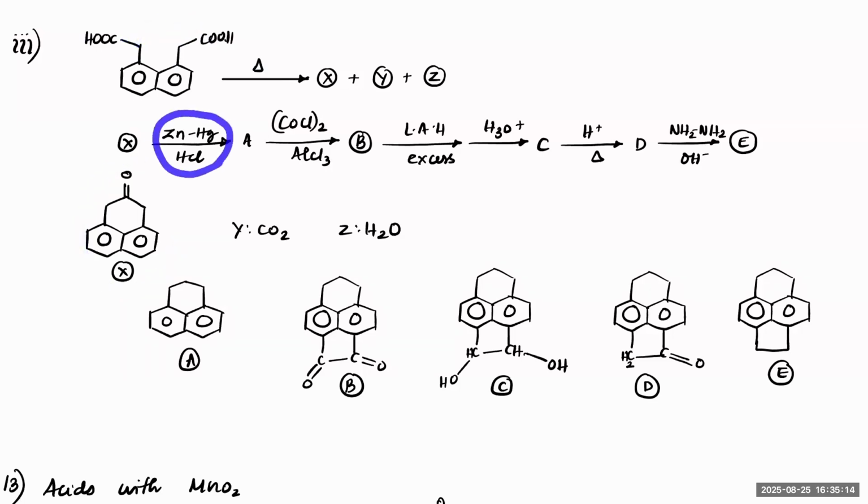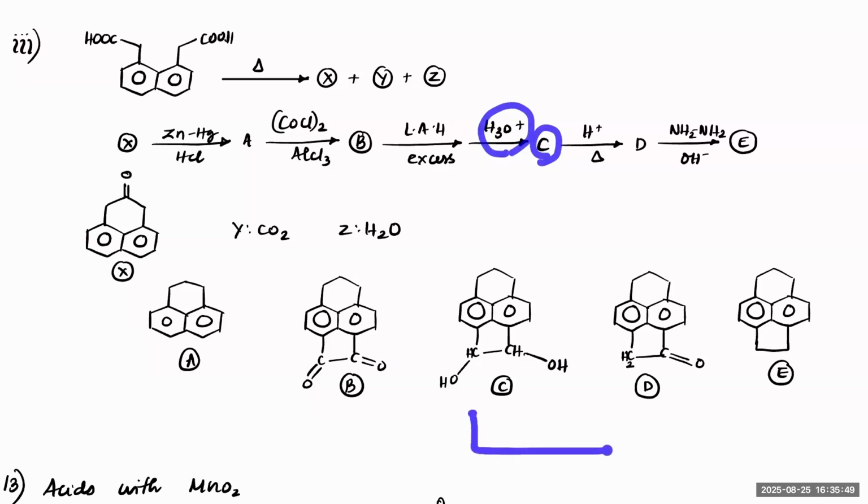Then zinc mercury amalgam will make this keto form into an alkane. That is A. And then when you take C=O-Cl in the presence of AlCl3, at this position you can make acylation. So one acylation will happen on this end, one acylation will happen on this end. Both sides you will get C=O, C=O. Then you are performing lithium aluminum hydride. That means this will convert into an alcohol, this will convert into an alcohol. And that on hydrolysis will give you C.